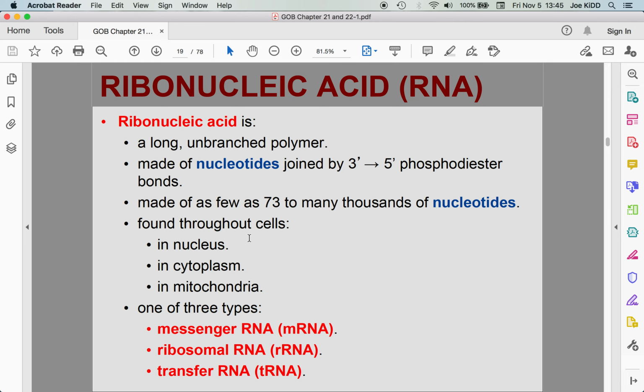We find it in many different areas, including the nucleus, the cytoplasm, and mitochondria, and that is because they have different roles. RNA comes in 3 flavors: messenger RNA, ribosomal RNA, and transfer RNA. These different types of RNA exist all over the cell because they have different jobs.